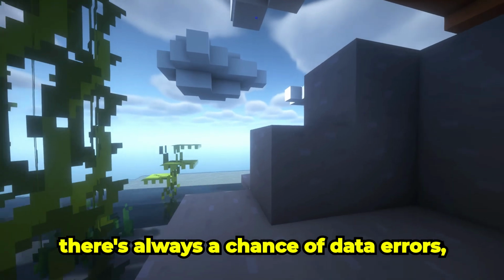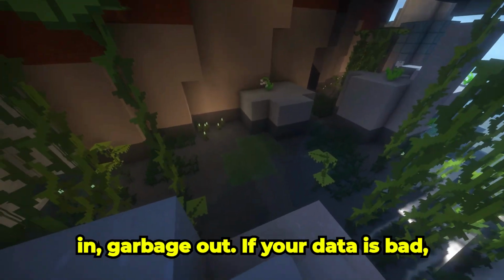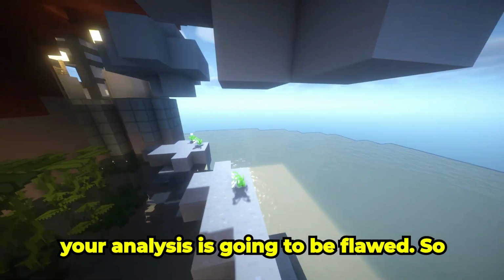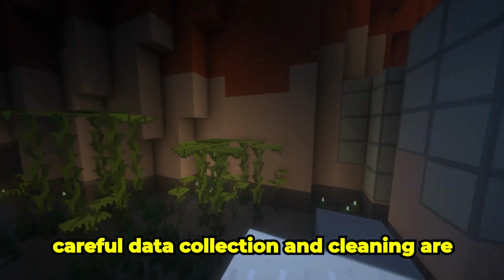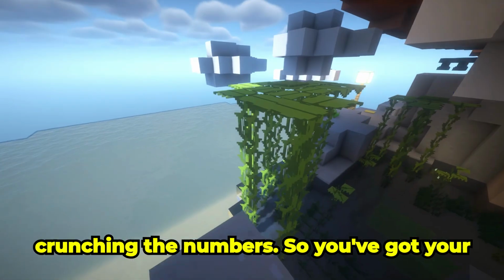And even then, there's always a chance of data errors, right? Absolutely. Like they say, garbage in, garbage out. If your data is bad, your analysis is going to be flawed. So careful data collection and cleaning are really important. You've got to make sure it's reliable before you even start crunching the numbers.